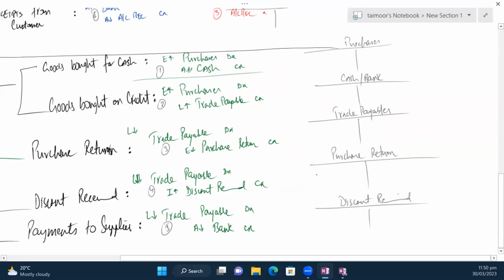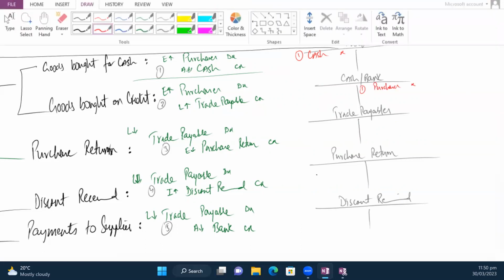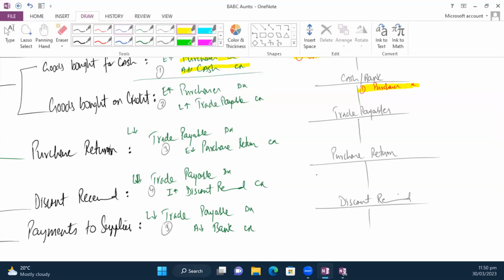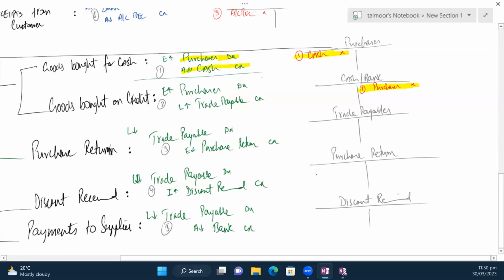So the first entry is purchases debit, cash credit. So purchases debit because of cash and cash credit because of purchases. The same thing applies over here as it was being applied earlier. Purchases debit means you're going to post it on the debit side of purchase account. Cash credit means you're going to post on the credit side of cash account. ठीक है जी.